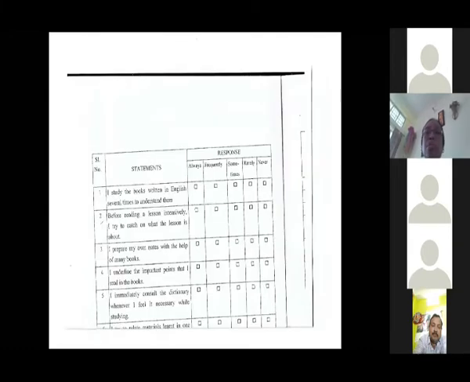See the items of this inventory also, and observe the options given against each of the items: always, frequently, sometimes, rarely, and never. I'm going to discuss all these points later on. Why, what should be the correct form, and do we need to modify these items or not?